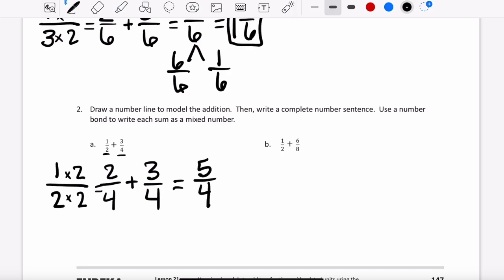5/4. Because 5/4 is improper, we have to change it to a mixed number, so we would make 1 whole by saying 4/4, which equals a whole, and then we'd have 1/4 left over, so our answer would be 1 whole 1/4.